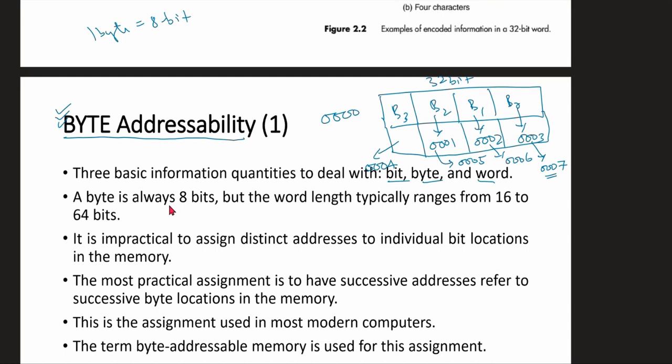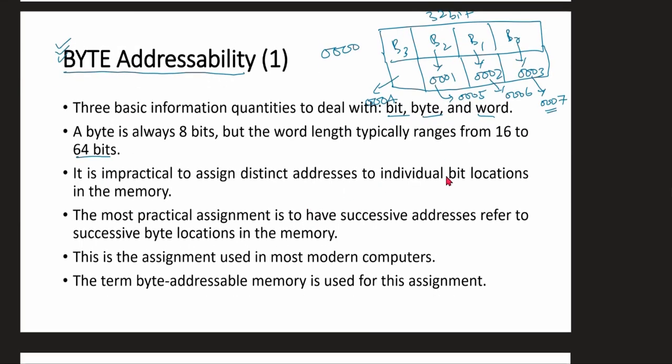A byte is always 8-bit, but the word length typically ranges from 16 to 64-bit. That depends on the type of processor. It is impractical to assign distinct addresses to individual bit locations in the memory. So the most practical assignment is to have successive addresses refer to successive bytes. Based on the byte, the addresses are given to the memory locations.